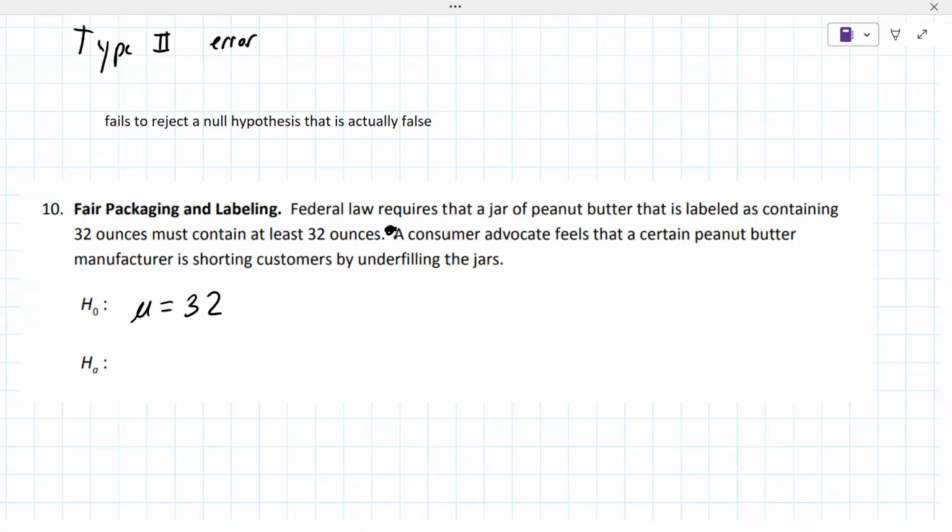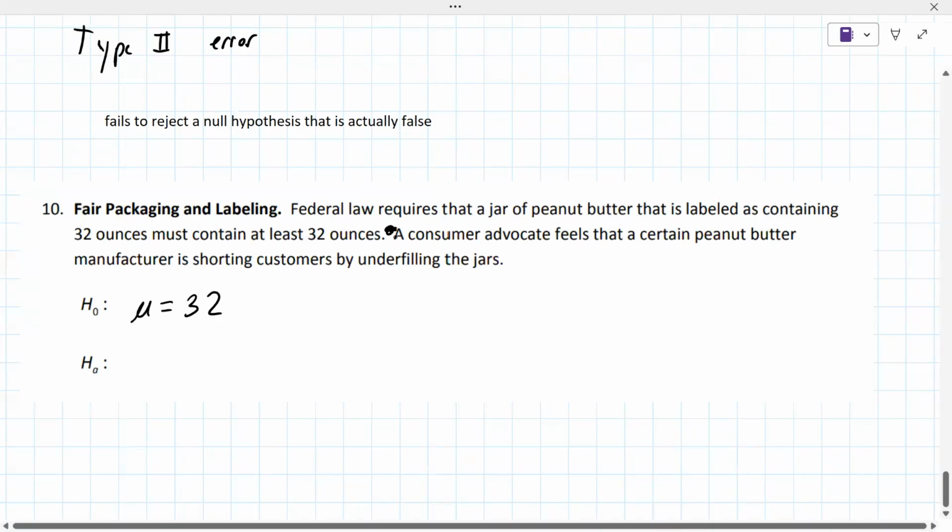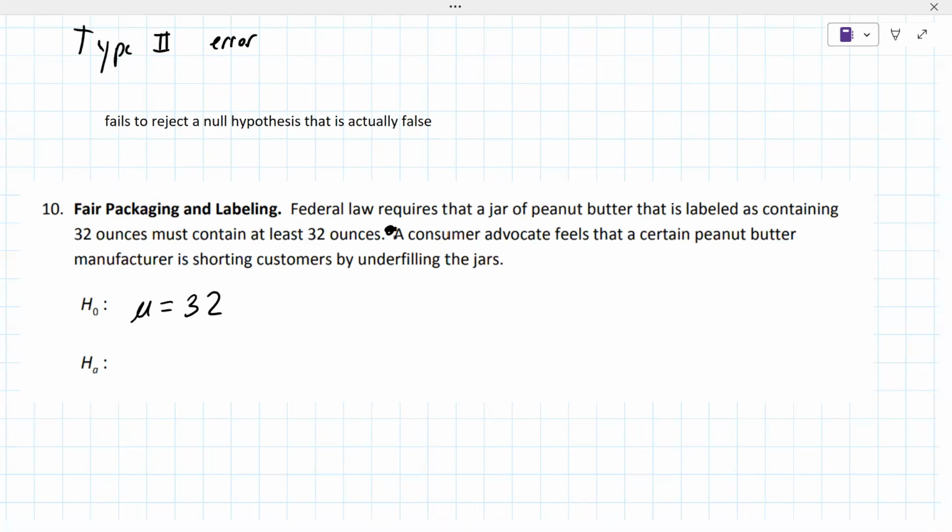A customer advocate feels like a certain peanut butter is shorting, underfilling the jar. So how would that affect the claim? By less. You have to read, this is the claim. All right, okay. Now is this left-tailed, right-tailed, or two-tailed? Left-tailed. Yes.